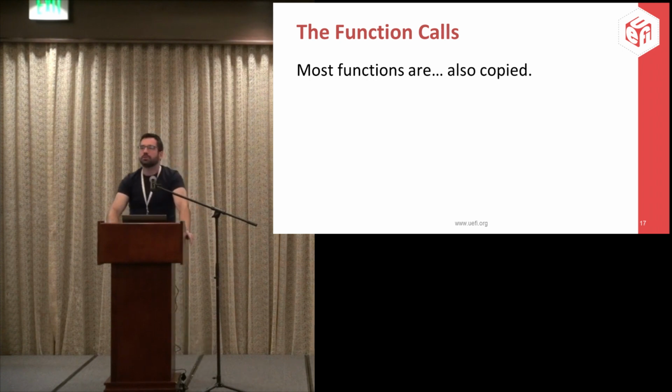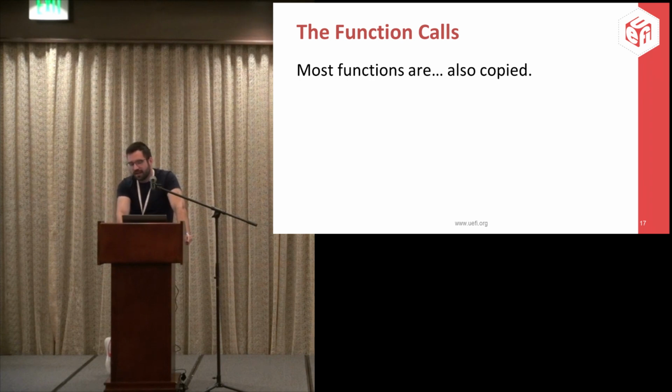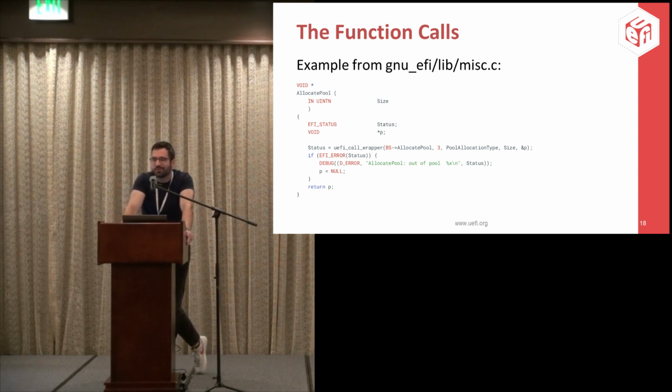So the function, we're going to get to the translation of services later because that's part of the API. Right now I simply want to talk about things that are not part of UEFI's API. So not runtime services, but the function we called before. Those are copied entirely as well. This is a minor example, the one I talked about before, allocating a pool of memory. It's located in lib.misc.c. The way this works is really simple. So far, it looks like a copy-paste of UEFI.